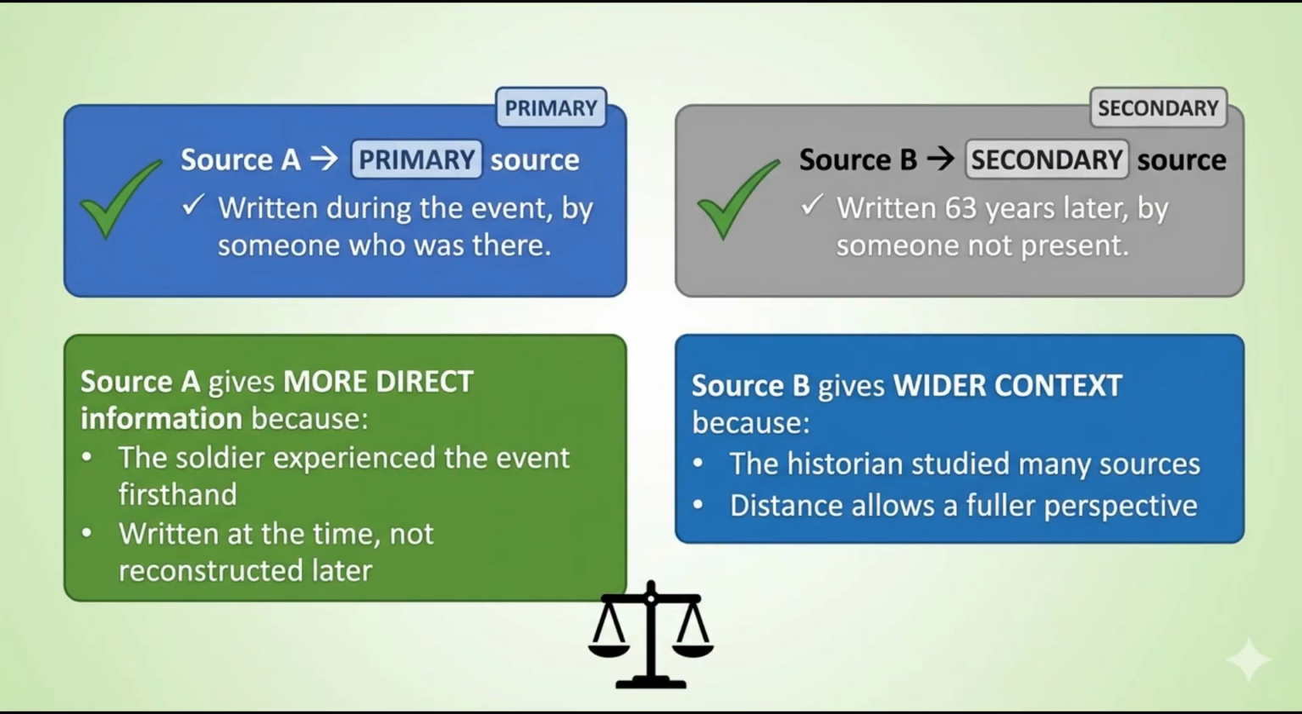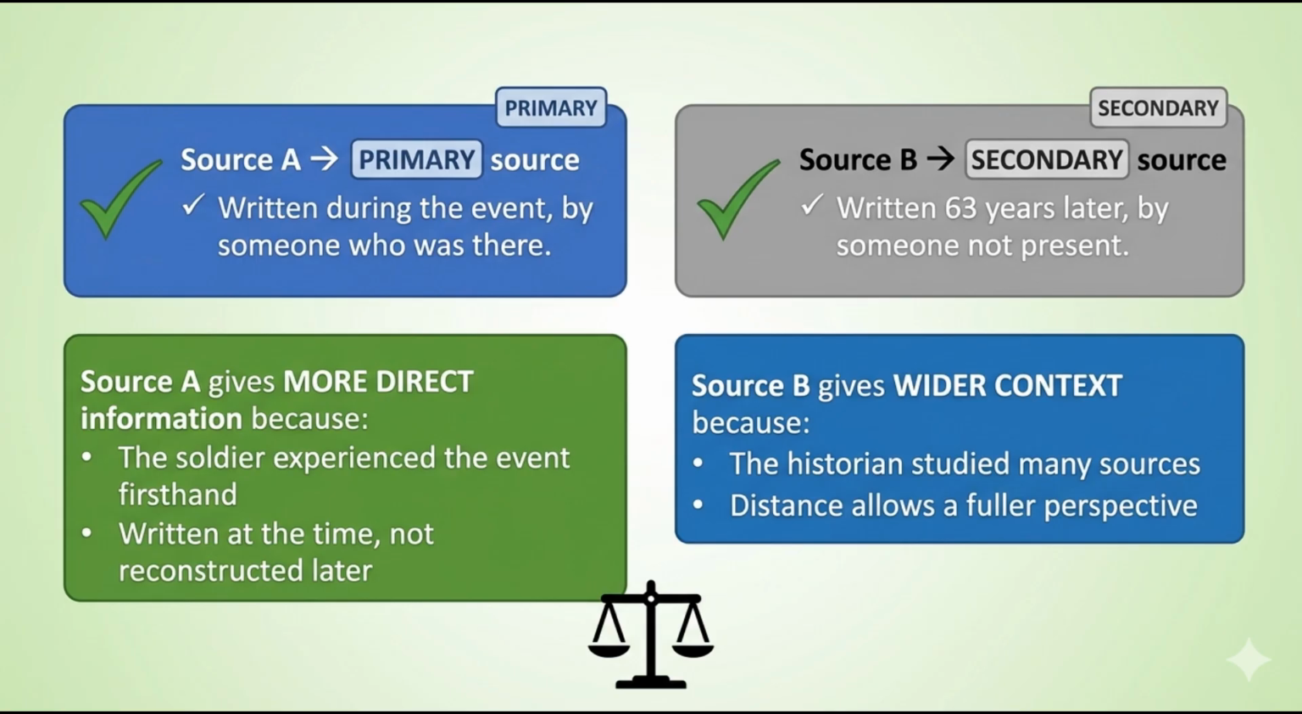Here are the answers. Source A is the primary source. It was written during the event by someone who was actually there on the day Singapore fell. Source B is the secondary source. It was written 63 years after the event by someone who was not present. So Source A gives you more direct information because the soldier experienced the surrender firsthand and recorded his thoughts immediately. His account is raw and immediate.